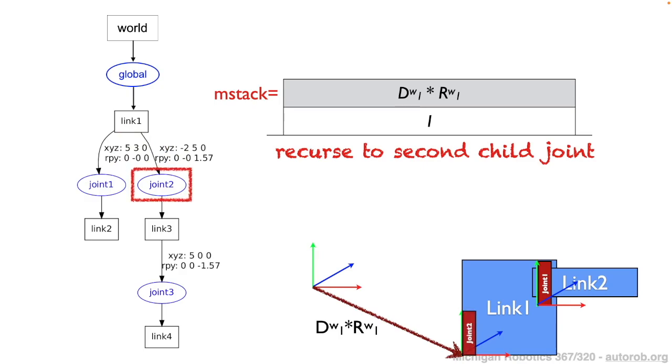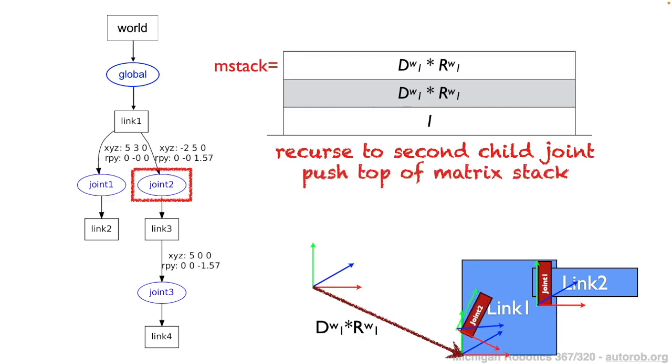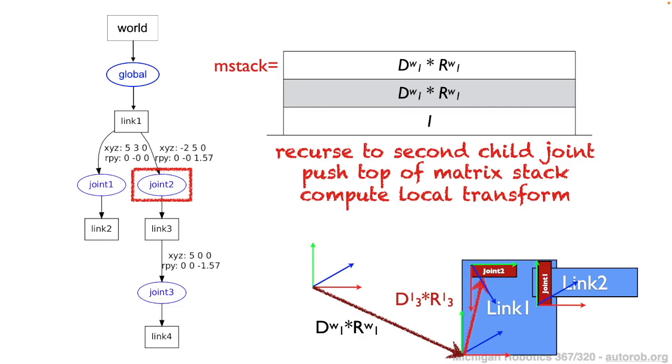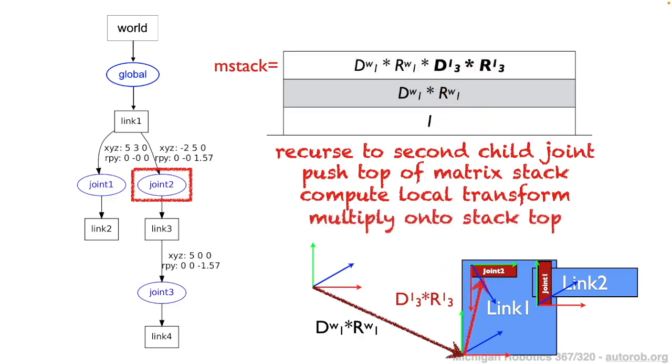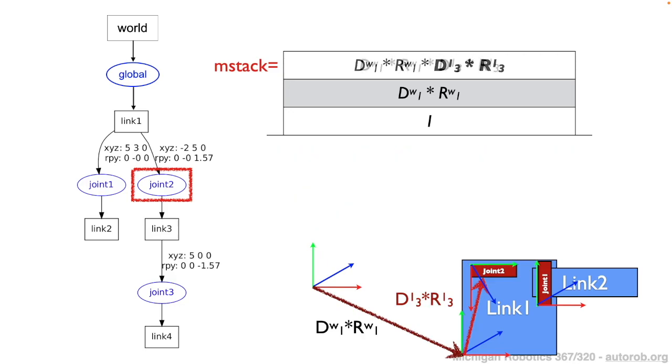tree. So we'll recurse down to joint 2. Since this is a joint, we need to calculate a new transformation matrix. So to calculate the new transformation matrix, we can use the properties of the joint in order to calculate translation matrix D sub 3 with respect to link 1 and rotation sub 3 with respect to link 1. We compose those with the top of the matrix stack, and we have this new transformation matrix for joint 2 with respect to the world, which is now what's in the top of our matrix stack.